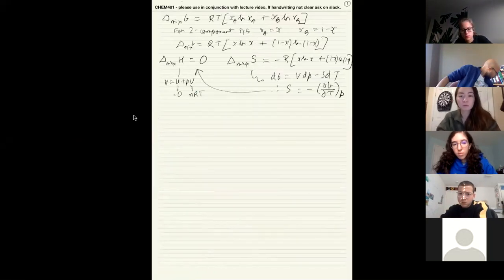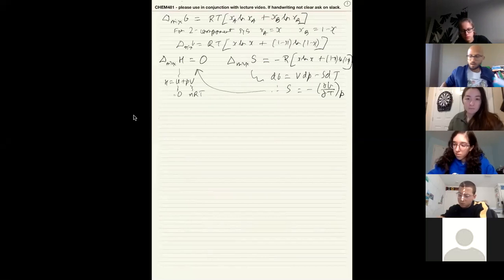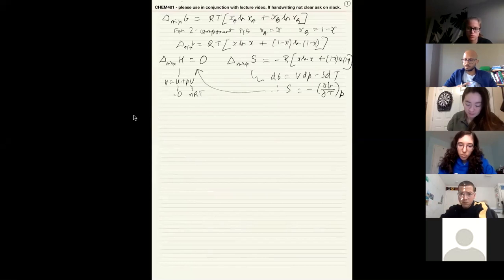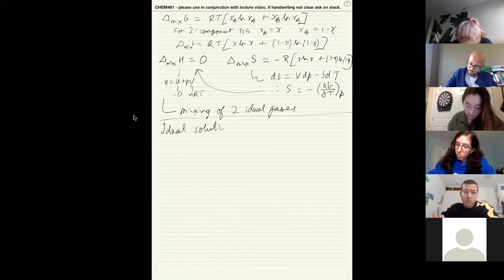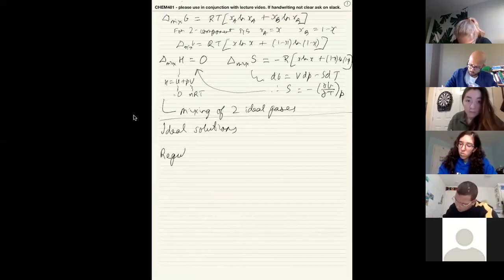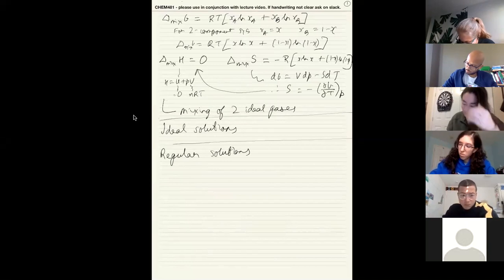This was for mixing of 2 ideal gases. Now what we are going to do today is to talk about an ideal solution. So this was mixing of 2 ideal gases. We haven't really talked about ideal solution yet. Today we will start to talk about ideal solution, and this is the roadmap for this week: we will talk about ideal solutions and regular solutions, and I will give you the gist of how things look for them.